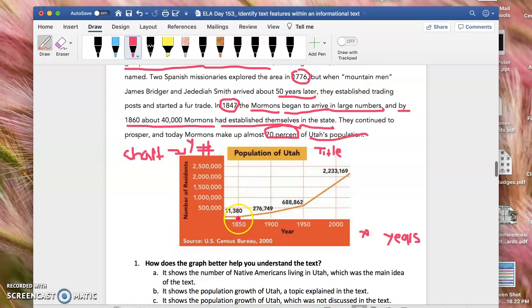So here I can see in 1850, there were about 11,380 people. Then it went up. So when we go to 1900, the population increased to 276,749, which is a huge increase. Then it continued to go up. Here, we're in 1950.